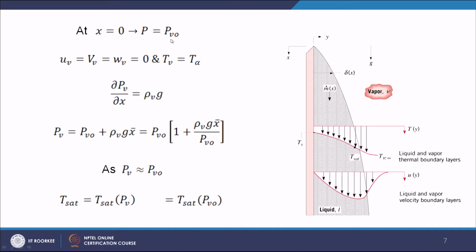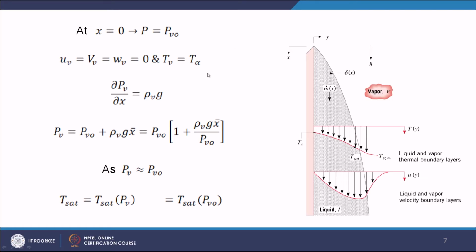Next, in this position, as we do not have any liquid film, obviously the velocities will also be 0. So, we can write that UV, VV and WV all equal 0. And the temperature at this zone will be equivalent to your infinite temperature or bulk temperature. So, we can call TV equals T infinity.